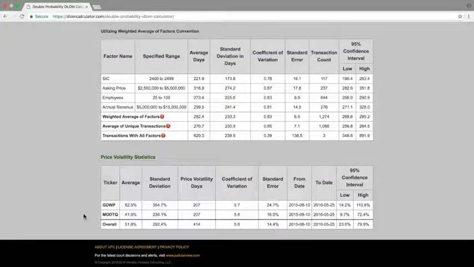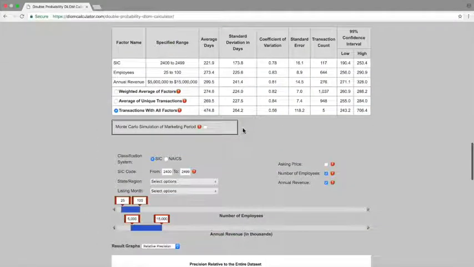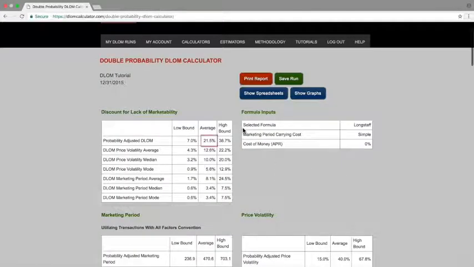The VFC DLOM calculator also allows users to easily modify the individual marketing period parameters. For example, the marketing period statistics table shows that the average marketing period days for the SIC, asking price, and employees parameters are 221.9 days, 316.9 days, and 273.4 days respectively. Let's assume a conclusion that the asking price parameter should be removed. Unchecking the box for asking price removes that parameter, which results in a probability-adjusted DLOM of 21.5% when the calculations are rerun.